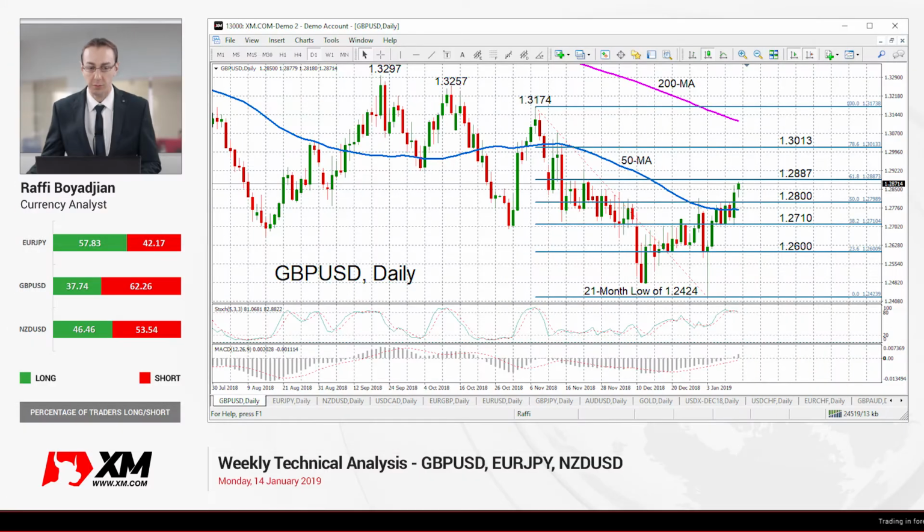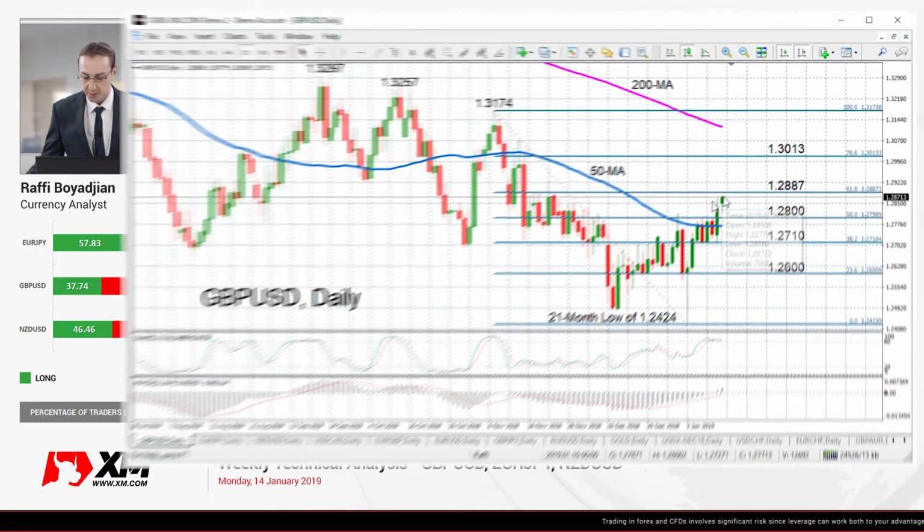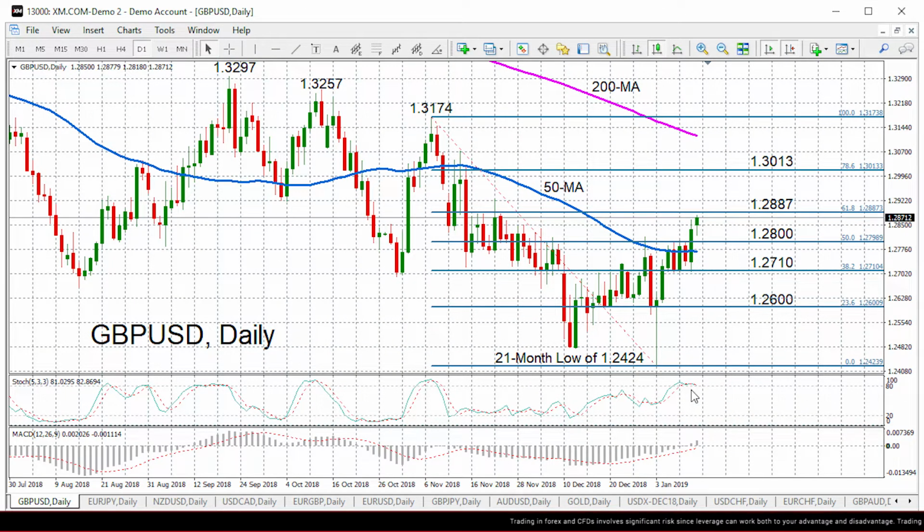The pairs that we're going to look at for this week are the pound dollar, the euro yen, and the Kiwi dollar. So let's start first with pound dollar. We can see there is strong upside momentum at the moment.